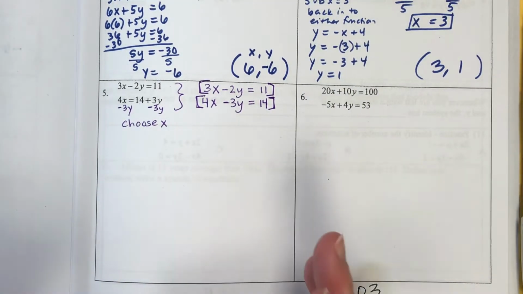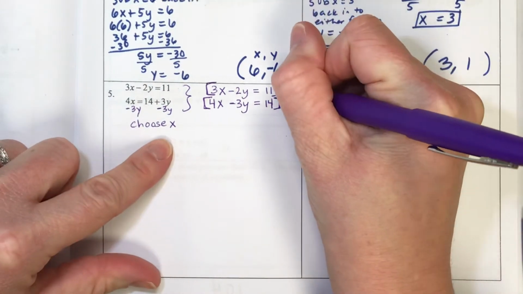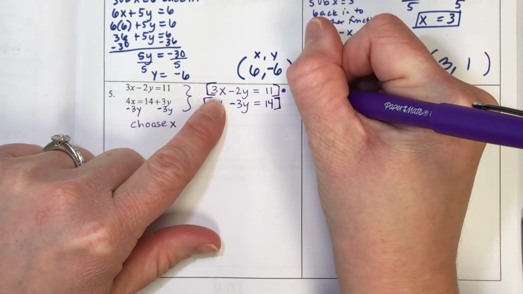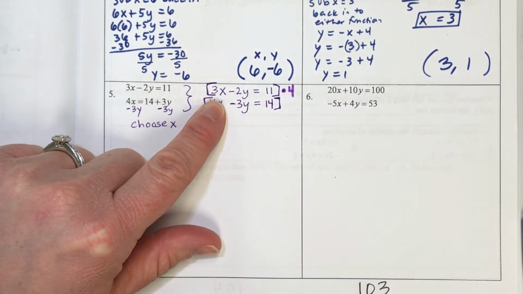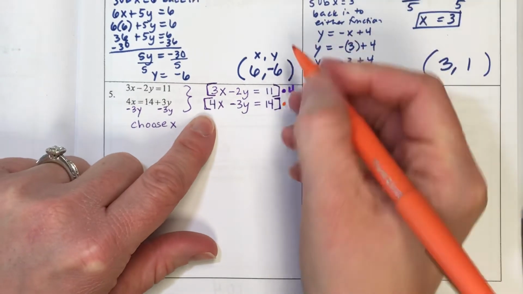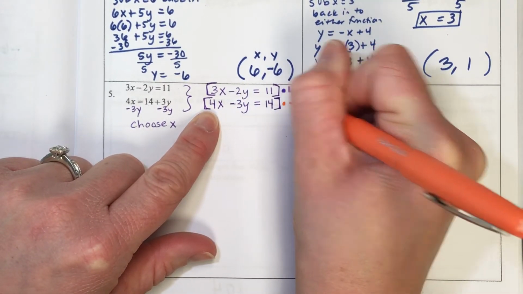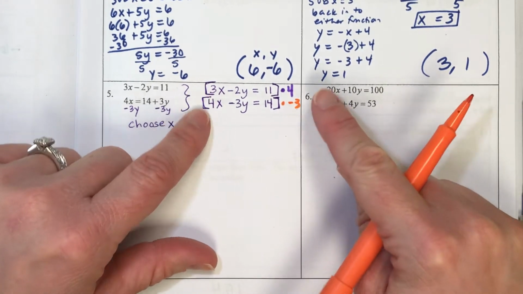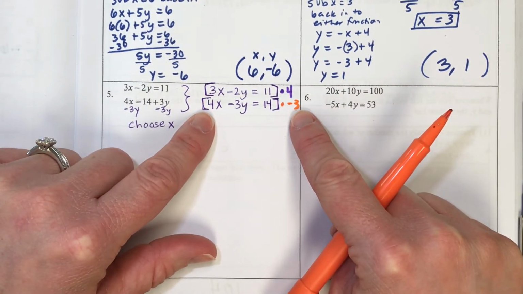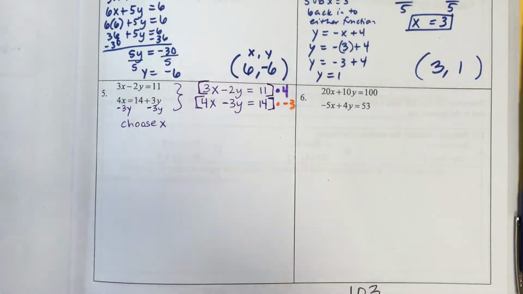All right, so I'm going to do a couple different colors here just to help you keep track. I'm going to multiply the top function by 4, and I'm going to multiply the bottom function by, because 3 times 4 is 12, the bottom function by negative 3. So the top equation will have a positive 12x, the bottom one will have then a negative 12x, and then our x's will become eliminated.